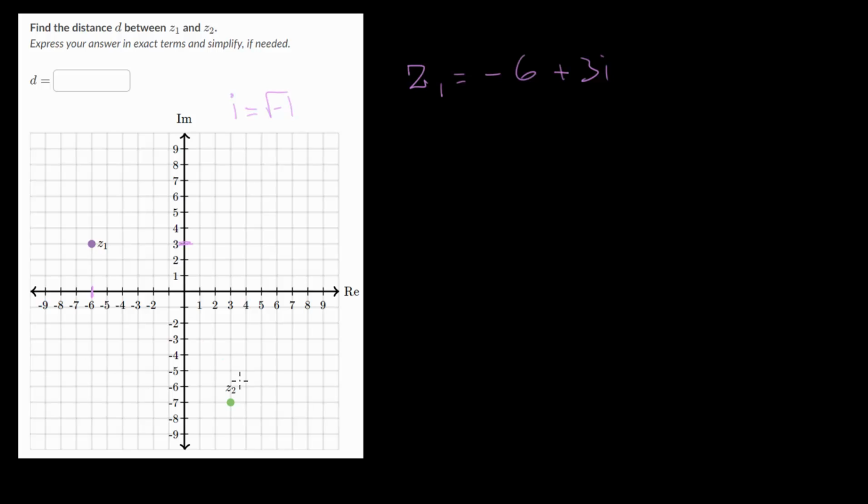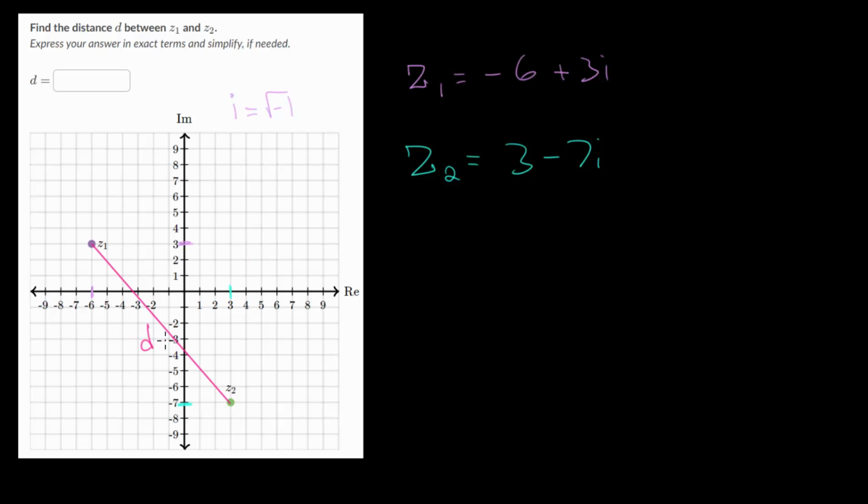And this number here, z2, can be written as a combination of 3 for the real part and -7i for the imaginary part. So we can say that z2 is 3 minus 7i. And we need to find the distance between these numbers. Or in other words, if we draw a line between these two complex numbers, we need to figure out the length of this line. And we can call the length of this line d for distance.